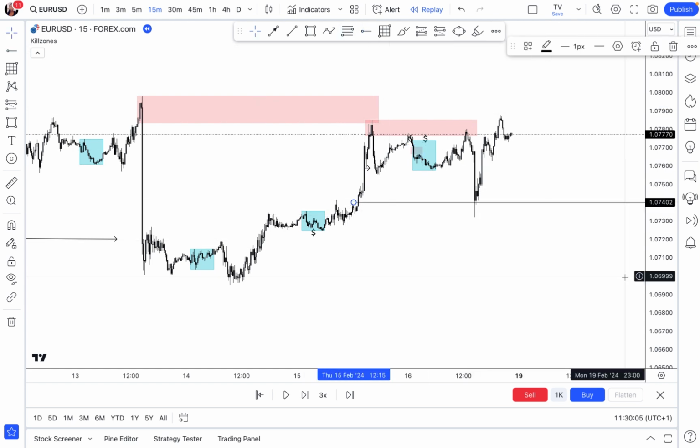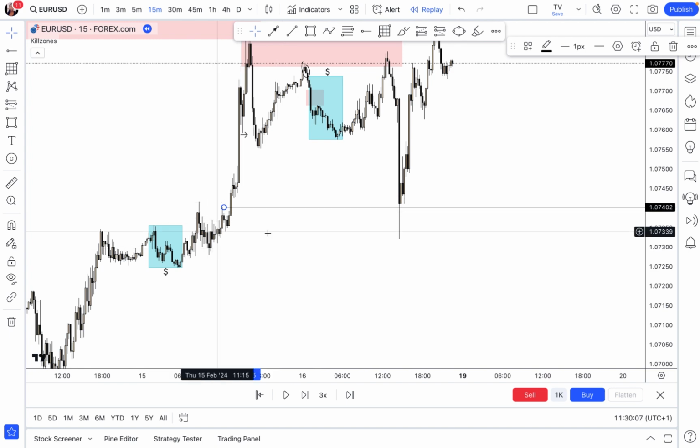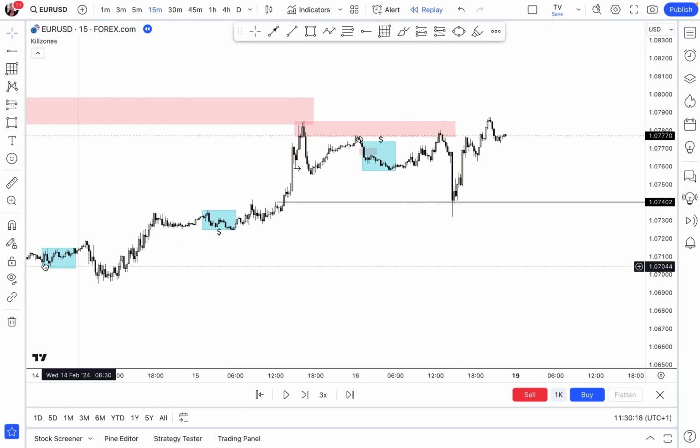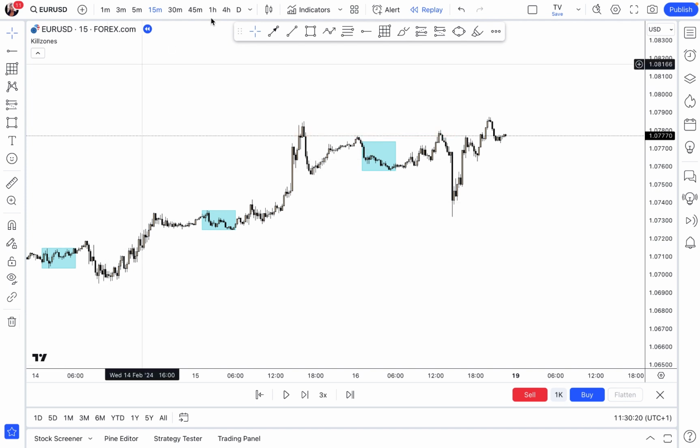This is a good point. This level right here, where we can see this imbalance, is a good point to get out. So guys, that's just it about this particular trade.